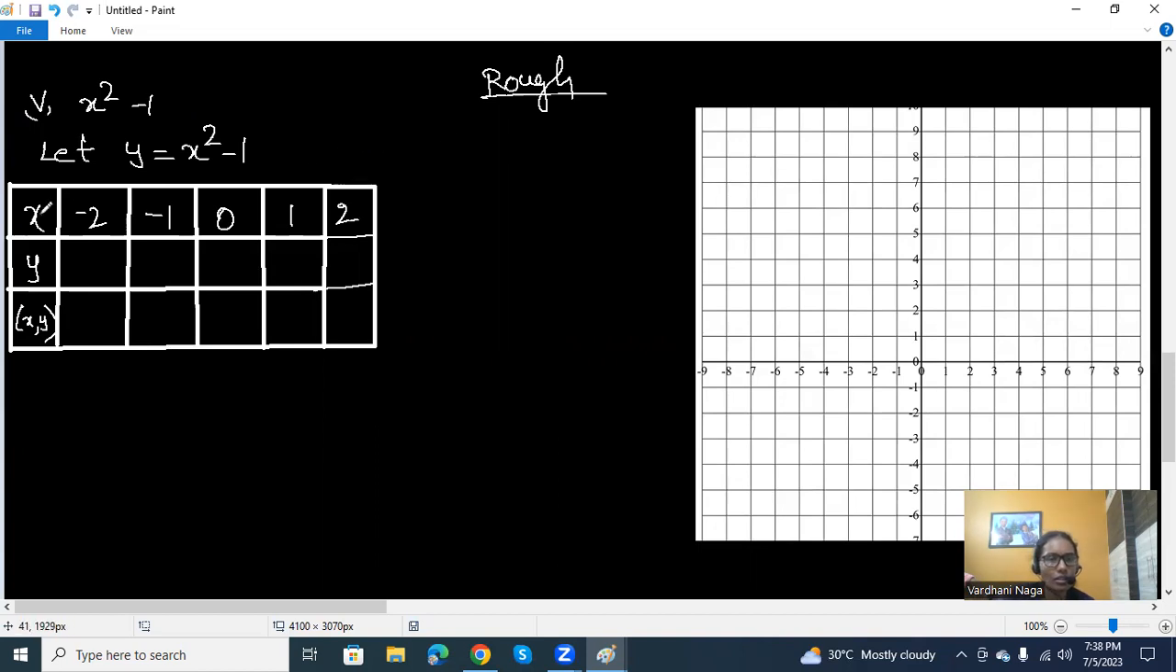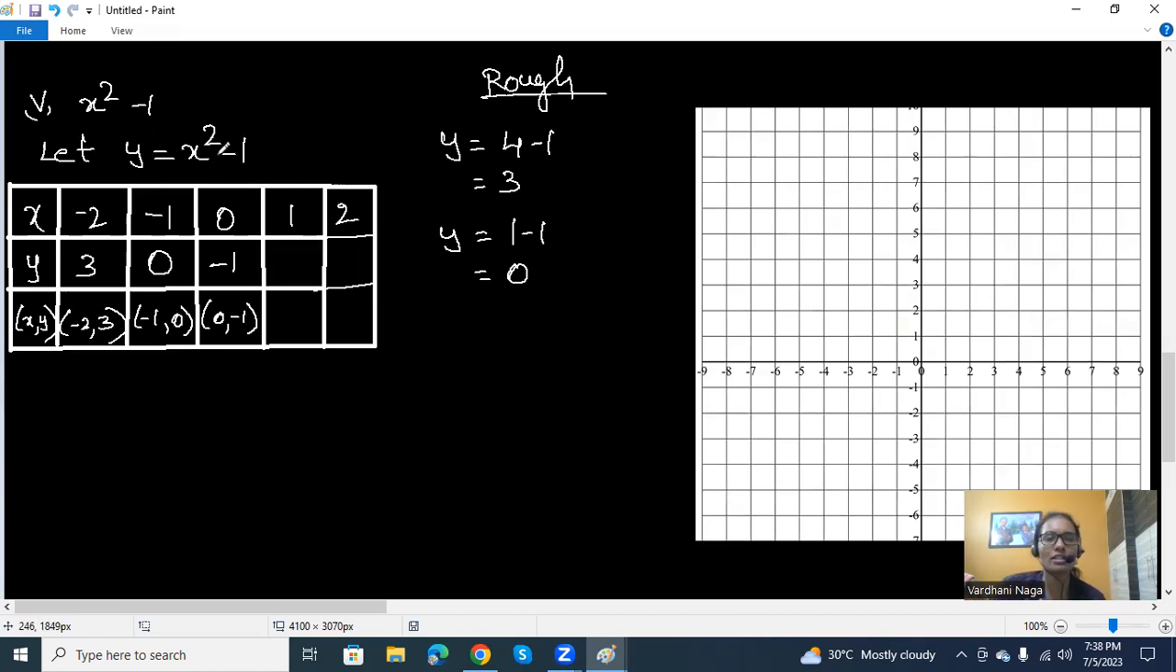Now if we put minus 2 in the place of x, what is y? Minus 2 whole square is 2 square, which is 4, minus 1. 4 minus 1 is 3. So the answer is 3. If we put minus 1, whole square is 1. 1 minus 1 is 0. So minus 1 comma 0. You can estimate. Few polynomials are very easy. Without solving also we can estimate their zeros. Next, put 0. 0 square is 0. 0 minus 1 is minus 1. So 0 comma minus 1. Put 1. 1 square is 1. 1 minus 1 is 0. So 1 comma 0. Put 2. 2 square is 4. 4 minus 1 is 3. So 2 comma 3. This is so simple, so I didn't use much rough space.